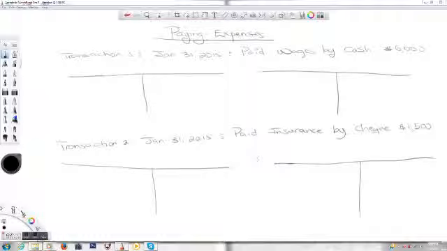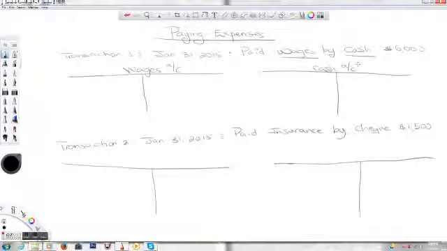Okay, so now we'll look at paying expenses. Alright, so we have two transactions here. The first transaction says that on January 31 we paid wages by cash. So simply the two accounts that are affected by this transaction are wages and cash. So we just head up our wages account and our cash account.